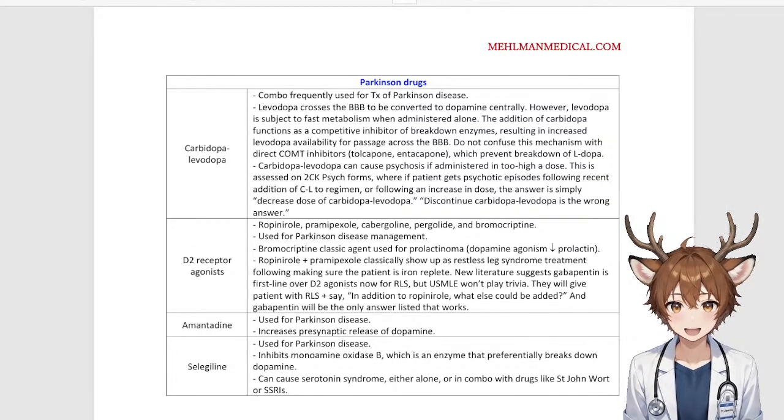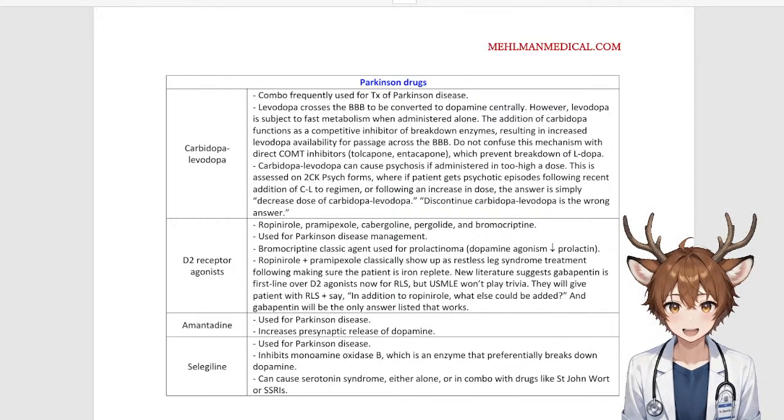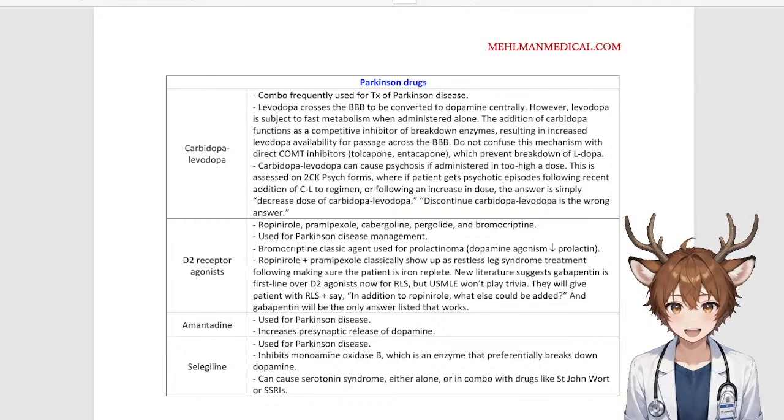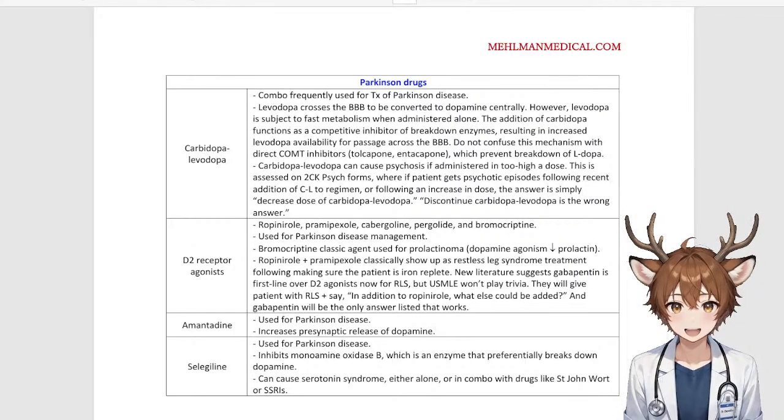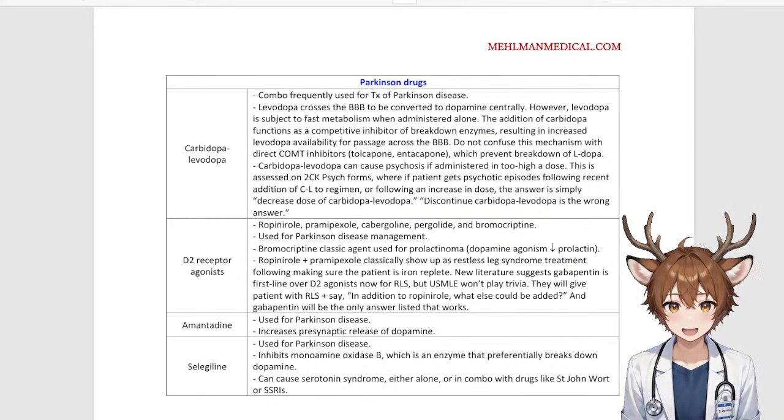So saying metabolism or breakdown is not entirely a great description. The result is increased levodopa availability for passage across the BBB. Do not confuse this mechanism with the COMT inhibitors, like tolcapone and entacapone, which prevent breakdown of levodopa. That's true. COMT is an actual enzyme that breaks down levodopa, and entacapone and tolcapone can inhibit it. There's also MAO, which also breaks down, I think, either dopamine itself or levodopa, I'm not quite sure, and MAO has its own MAO inhibitors, which can affect that as well. So bear that in mind. More relevant is COMT, which can be inhibited by tolcapone and entacapone, but also carbidopa, which inhibits dopa decarboxylase, preventing levodopa from being peripherally converted.